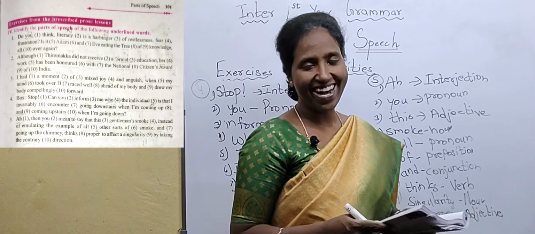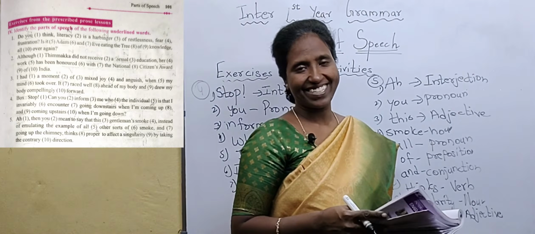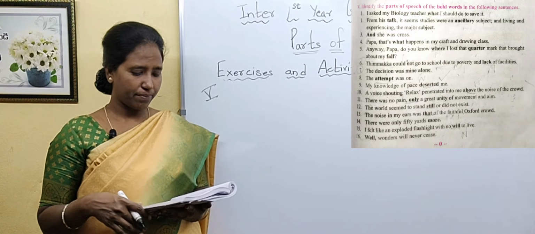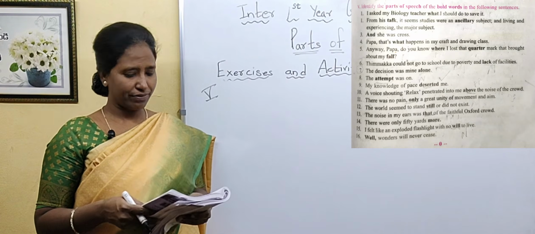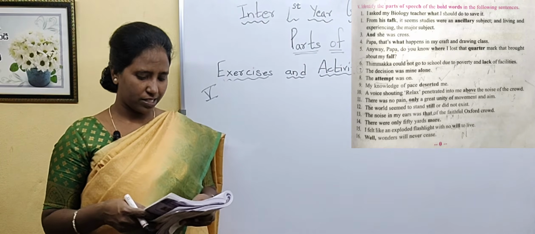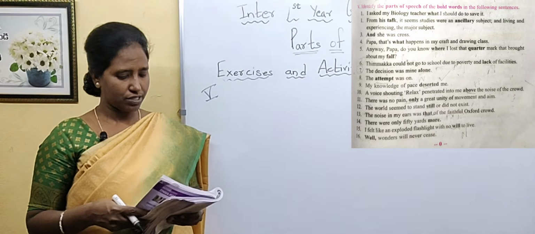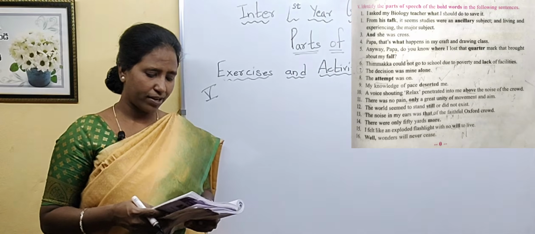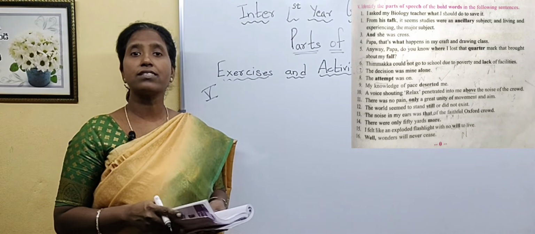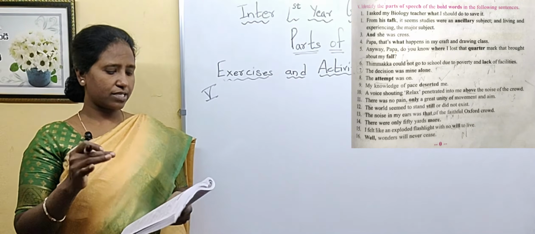Now we will go to the last bit of this parts of speech, that is the fifth bit. On to the fifth bit now. Identify the parts of speech of the bold words in the following sentences. I asked my biology teacher what I should do to save it. I asked my biology teacher what I should do to save it. Actually, this is the indirect speech of a question. Okay, actually this is a sentence.